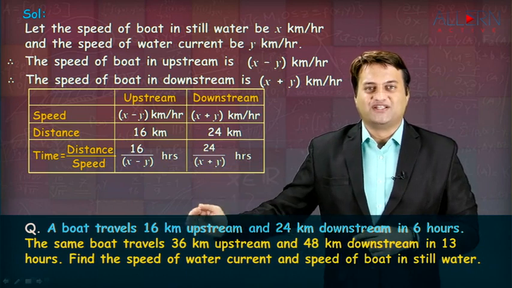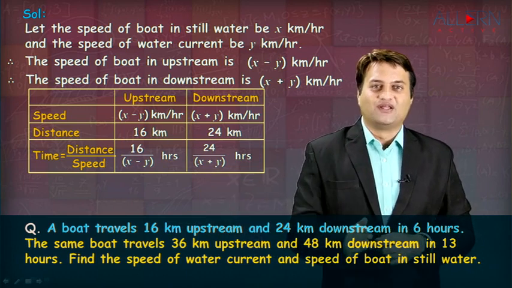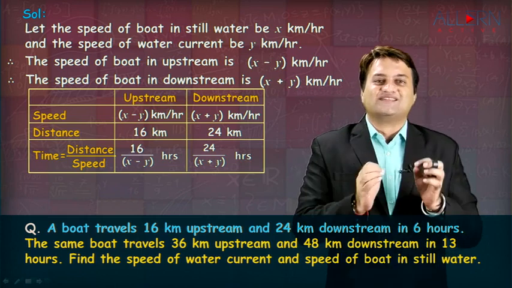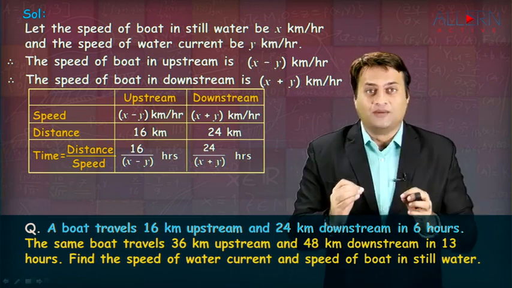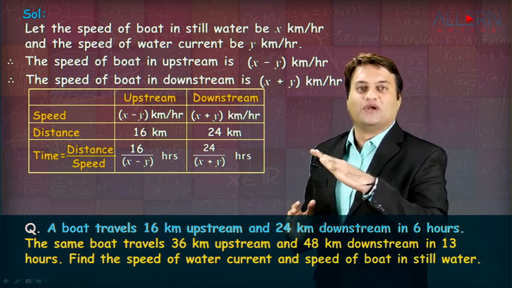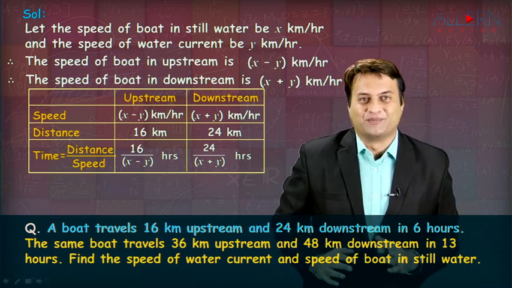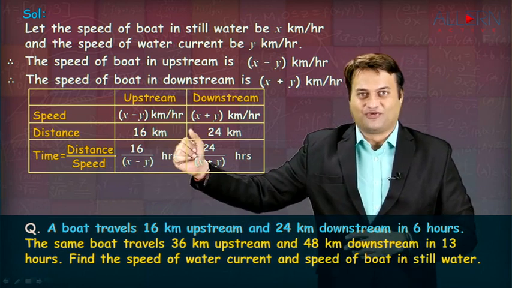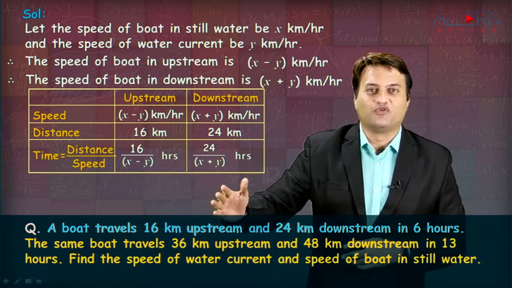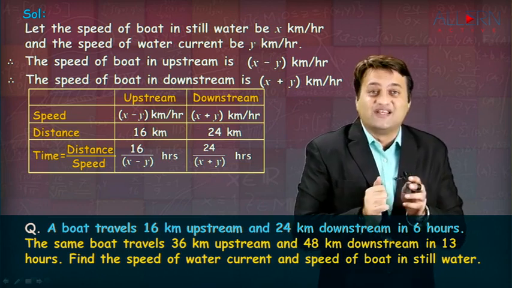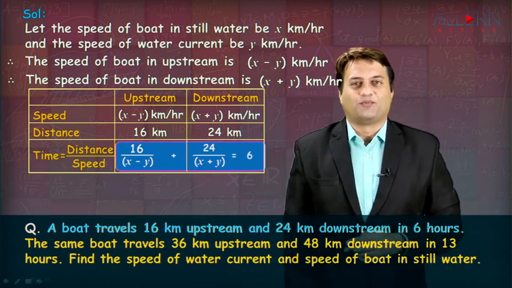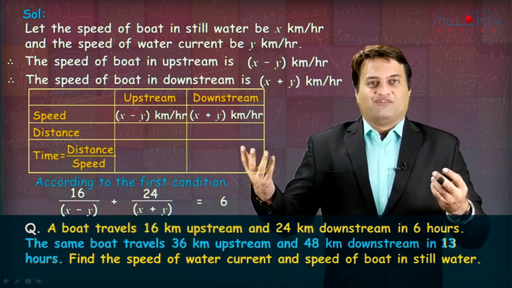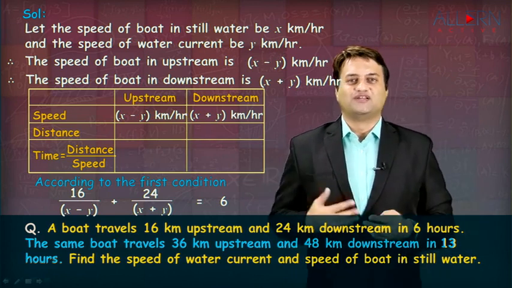And what is given? A boat travels 16 kilometers upstream and 24 kilometers downstream in 6 hours. So can we say this 6 hours is nothing but the total time taken by the boat to move 16 kilometers upstream and 24 kilometers downstream? Now time taken upstream is 16 upon x minus y. How did we get this? Using the formula. Time taken downstream is 24 upon x plus y. The total time is 6 hours. So your equation is 16 upon x minus y plus 24 upon x plus y is equal to 6. Very, very easy, right?